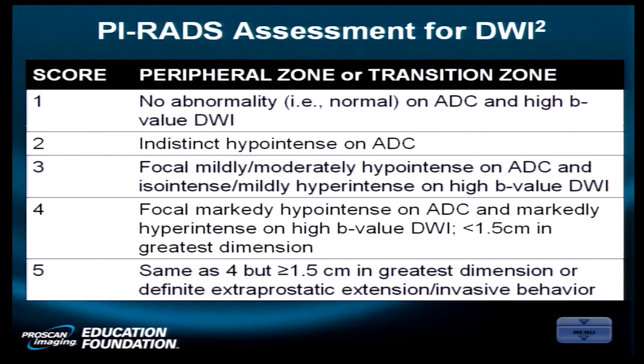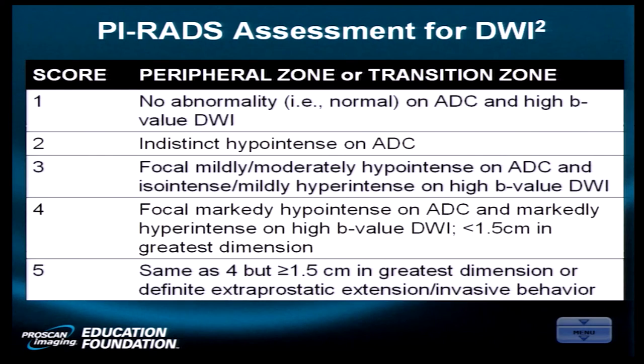PI-RADS 4. Here you've got a definite area of hypointensity on the multiparametric map, also known as the ADC map, and there is a clear, definitive, matching area of hyperintensity on its accompanying DWI image as the B value goes up. So the higher the B value, the brighter and brighter the cancer gets. So if it's high in the beginning and it gets lower and lower, that's not so good for your diagnosis of cancer. It's a little counterintuitive.